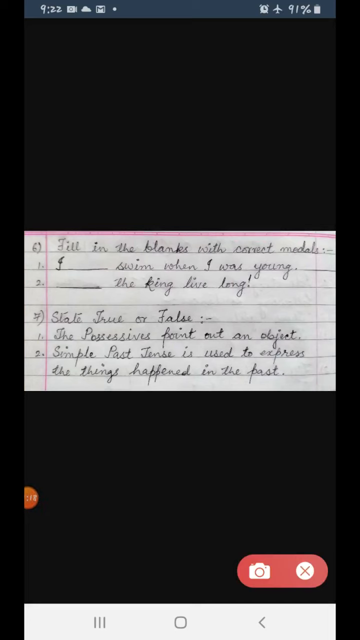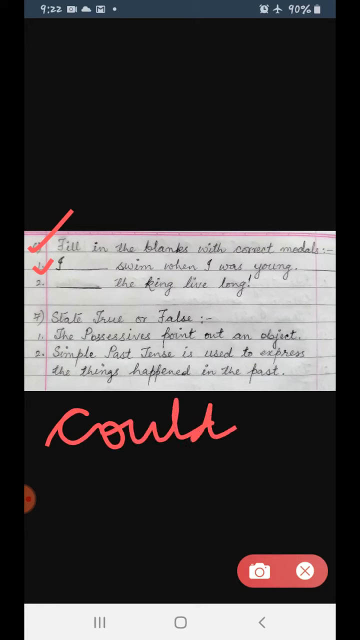Now, fill in the blanks with correct modals. Number 1. I dash swim when I was young. That means now you are no more young, now you are already grown up and you cannot swim. So, I dash swim when I was young. That means I could. I could swim when I was young.